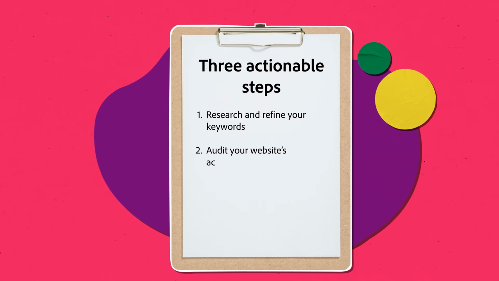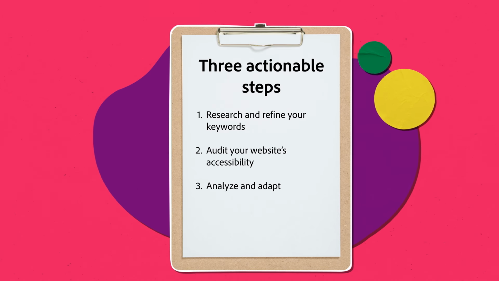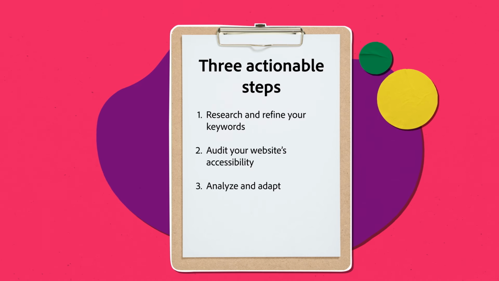Audit your website's accessibility. Add alt tags to all images. Ensure your site is mobile friendly and optimize for speed. Analyze and adapt. Regularly review your website's performance metrics to see what's working. Tools like Adobe Customer Journey Analytics or Google Search Console can give you valuable insights.